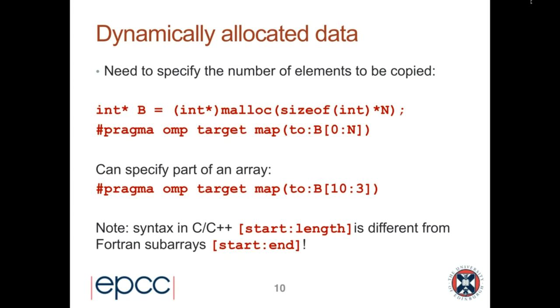Something that's for Fortran programmers to note here. If you're familiar with Fortran subarray syntax, which is how the Fortran interface for the map clause works, then the syntax is different from the C and C++ one. In C and C++, the syntax is start colon length, whereas in Fortran, it's start colon end. That's slightly awkward, but if you switch from one language to the other, you need to remember that it's different.